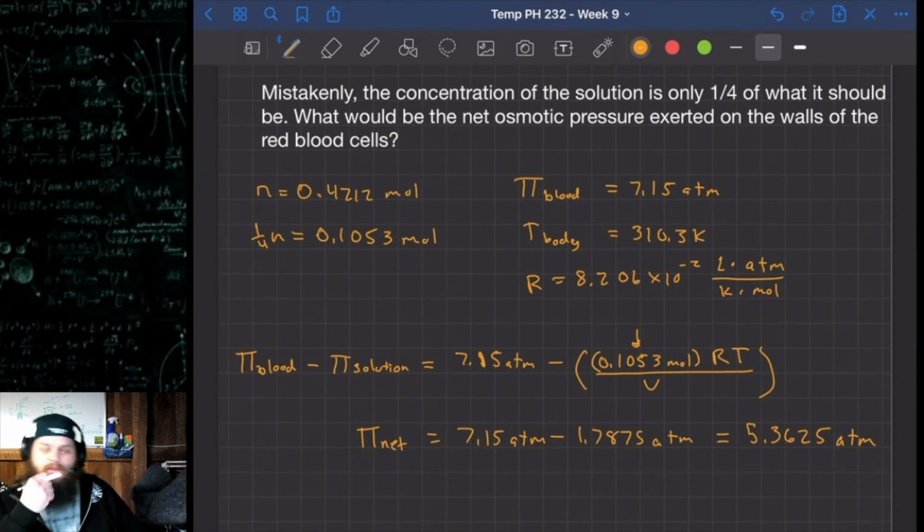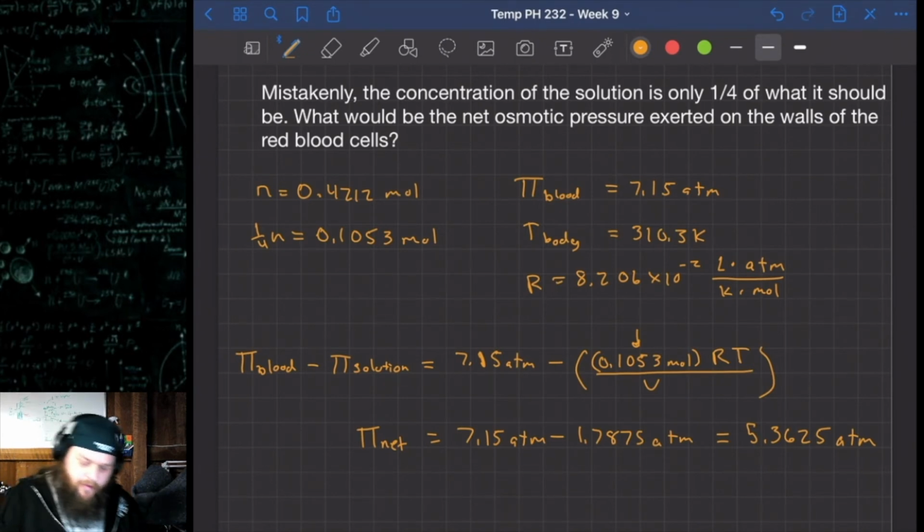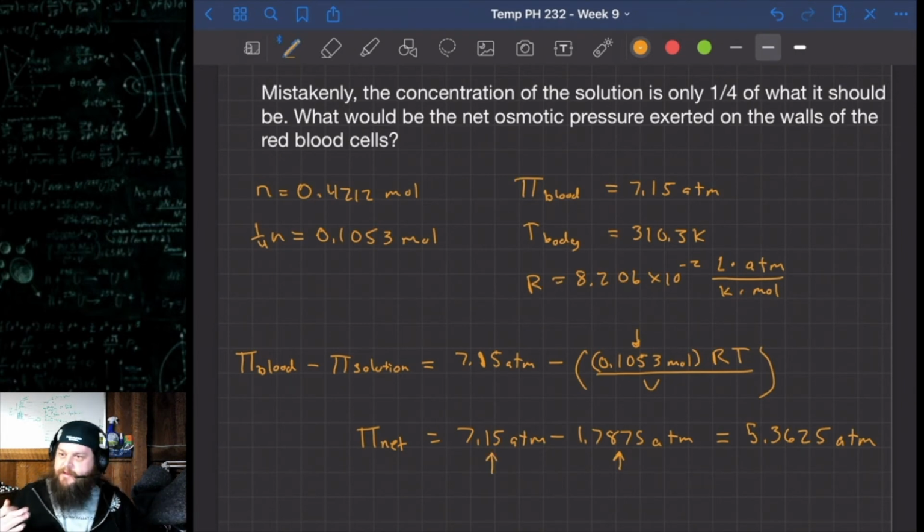Notice that since we only had a quarter of the solute in the saline, the concentration of it has gone down. The pressure here versus the pressure here, we're at much less pressure than we should be. So blood should really be pushing and backing up our IV, which isn't good.